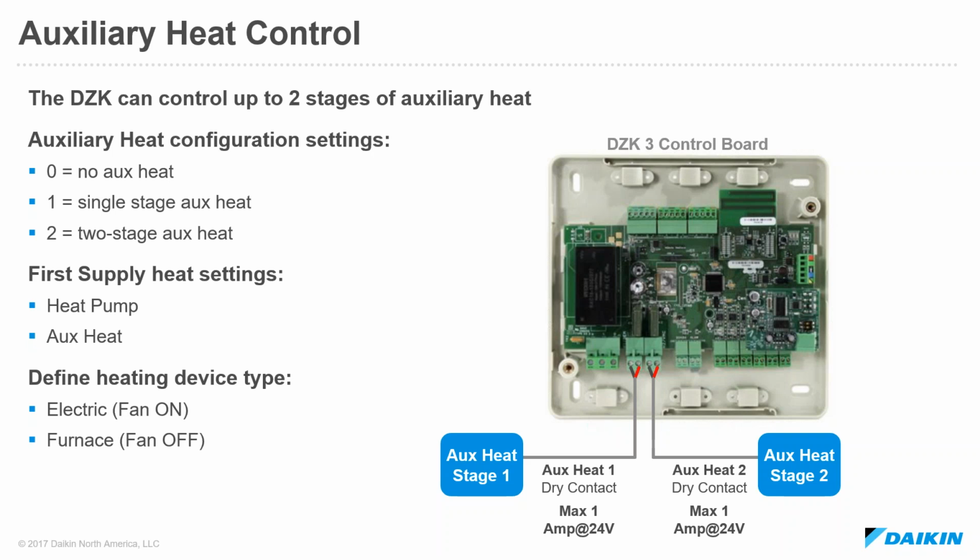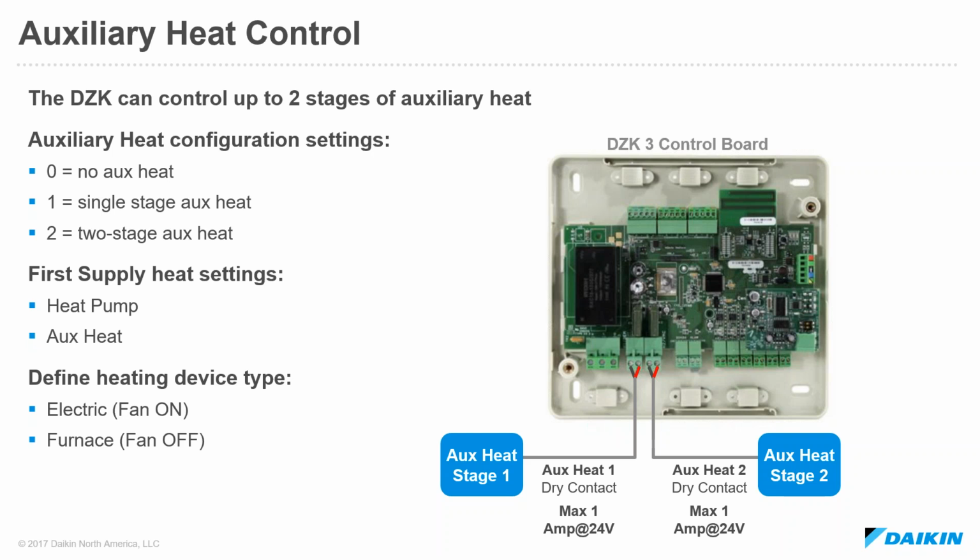Pretty straightforward. There are also settings associated in the DZK. You'll see it called first supply heat settings. And in this case, we can either allow the indoor unit to operate as heat pump as primary, or we can allow the auxiliary heat to operate as primary and then be supplemented by the indoor unit's heat pump heating. There's a third setting associated with whether or not we want to run the fan or not run the fan whenever we are engaging auxiliary heat. So just be aware there's 2 settings there.